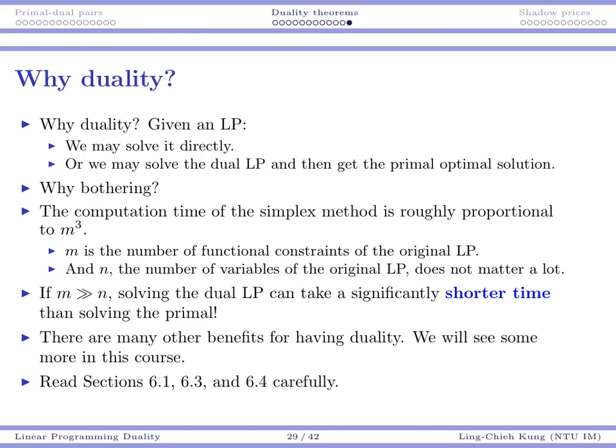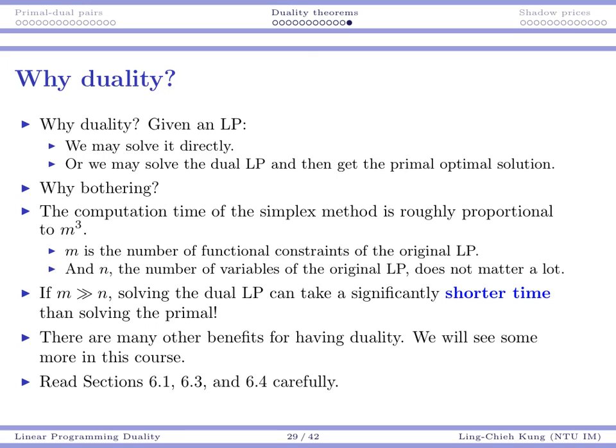Why is that? In each iteration, you basically get a set of variables and say they are basic, and after that you get an m by m linear system to solve. To solve an m by m linear system, that is roughly to get its inverse, which requires roughly m to the power of 3. So this turns out to be the bottleneck of solving linear programs. So you really care about the number of functional constraints you have. But on the other hand, for variables, you do not care about them too much.